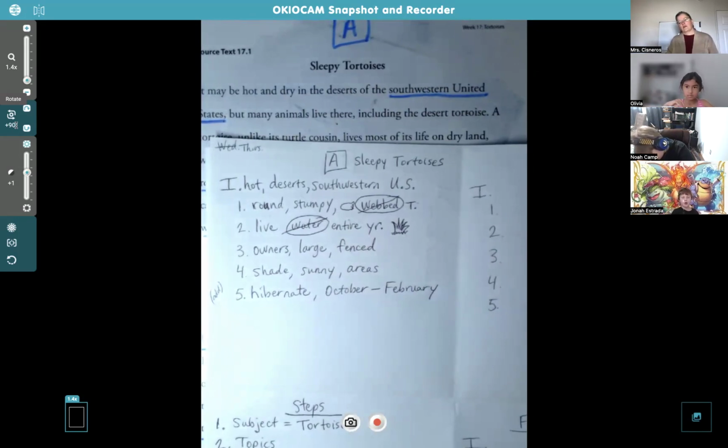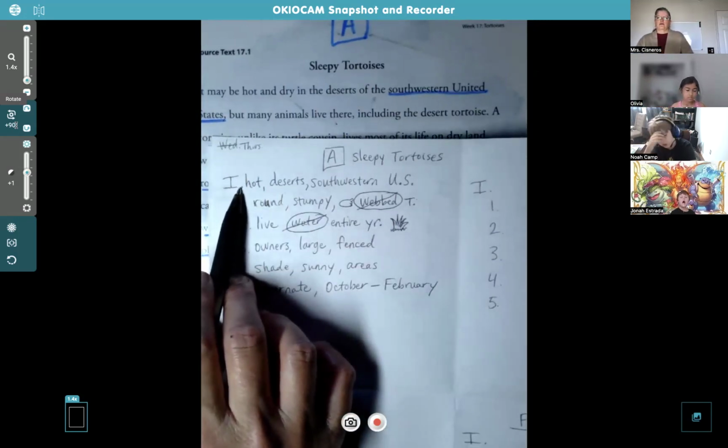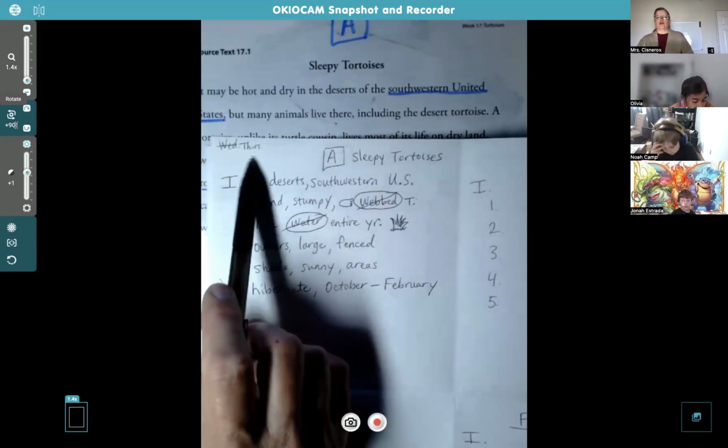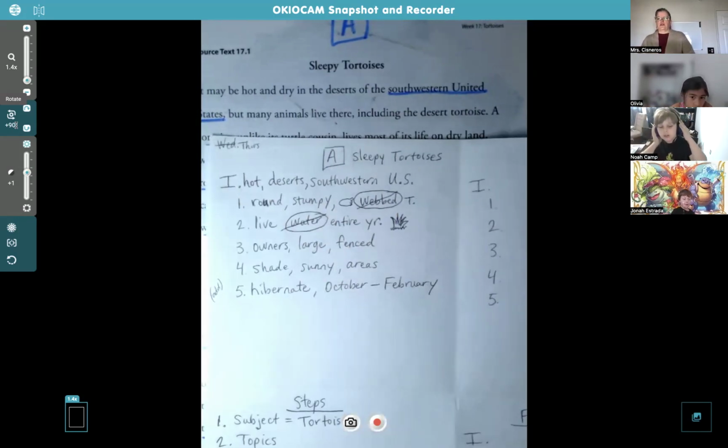I don't know if I did this right because for number one, you put hot desert southwestern U.S. For number two, it's round stumpy feet, not web. Oh, because I put this next to Roman numeral 1. Instead of erasing it, you can just draw little arrows up, or change it to a Roman numeral one next to hot deserts and then change all the other numbers to 1, 2, 3, 4, 5. Does that make sense? You don't have to erase all that stuff you wrote down.